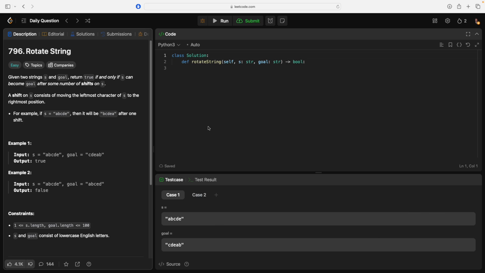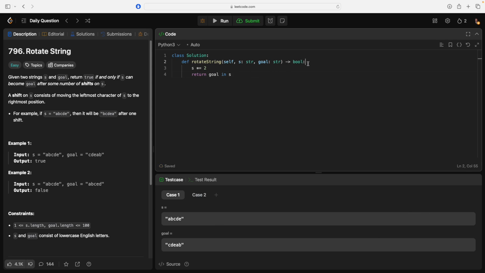One common thing anytime you have to deal with a cycle is recognizing that if you just double the string, then all permutations of the cycle will be in there. Because if you shift it, you get the same thing. So right away, we could just say s times equals 2, and then return goal in s. That would work.